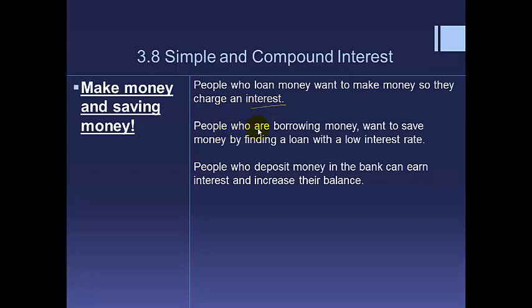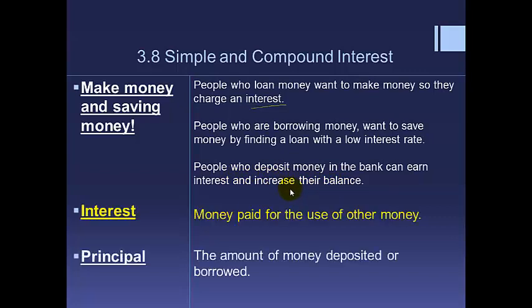When people who are borrowing money, they want to save money. So you want to find a loan with a low interest rate. So I gave the example of getting a new car. I don't want to have a high interest rate. So I told the dealership the interest rate that I wanted, and they were able to find that for me. You can also earn money when you deposit money in the bank. They will give you an interest on that money, and that'll increase your balance. It's not a very big interest, but it's better than nothing.